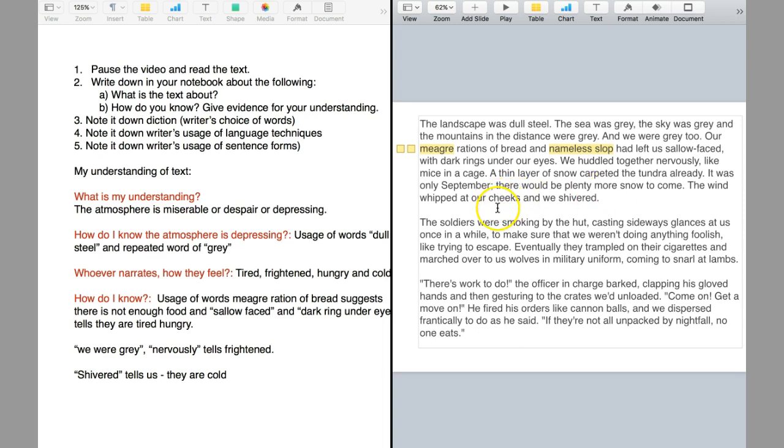The wind whipped at our cheeks and we shivered. So they are feeling cold too.